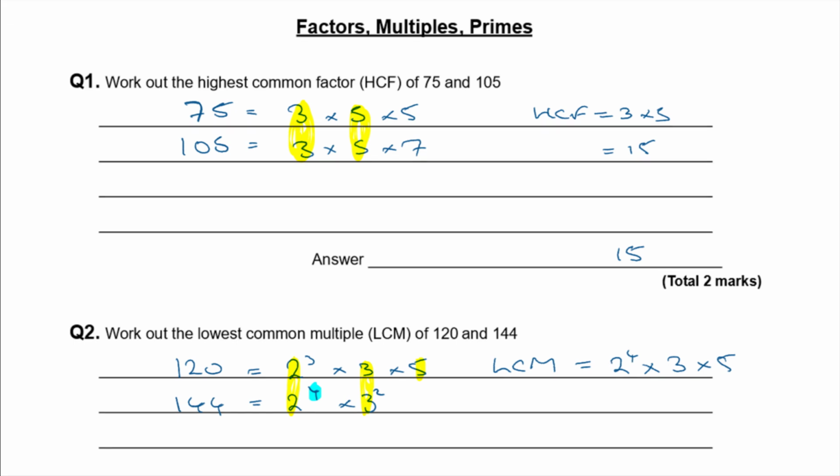For the 3's, I've got a 3 and a 3 squared. So I'm going to pick the 3 squared. And then the 5, I've just got a single 5, so it's just 5. Okay, so my LCM is going to be 2 to the 4 times 3 squared times 5. Now I know 2 to the 4 times 3 squared is 144, it's written here. So I'm just going to times that by 5, and it should give me the LCM of 720.